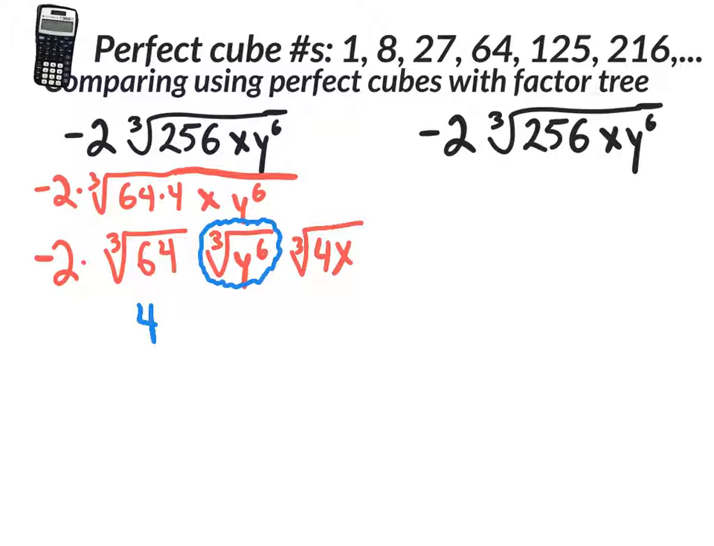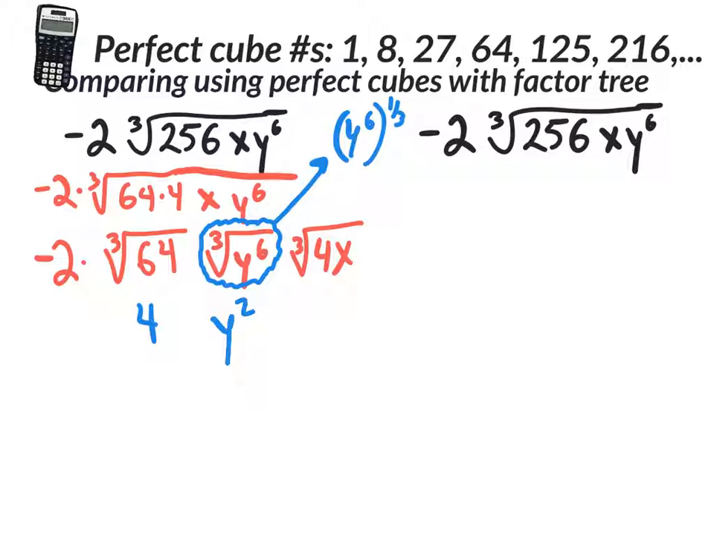Now, if you're still struggling with that, remember the cube root is really the power of 1/3. So if you wanted to, on the side, you could do this. Y to the 6th to the power of 1/3. Now, when you have a power to a power, you multiply. 6 times 1/3, that's like saying 6 divided by 3. 6 divided by 3 is 2. So we end up with y to the 2nd, y squared. No more radical.